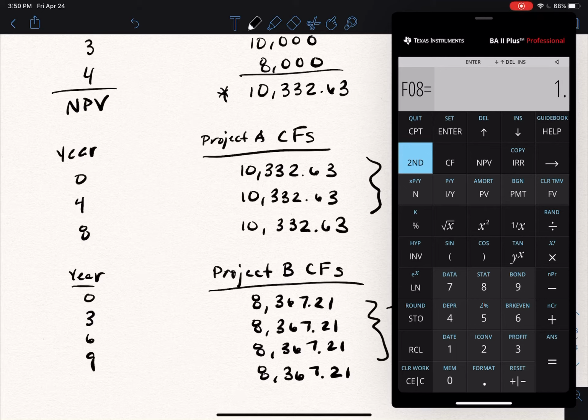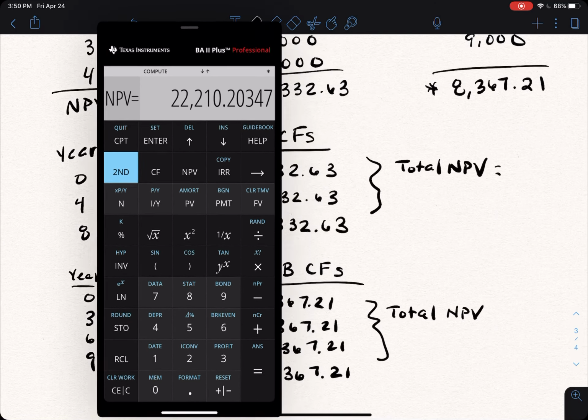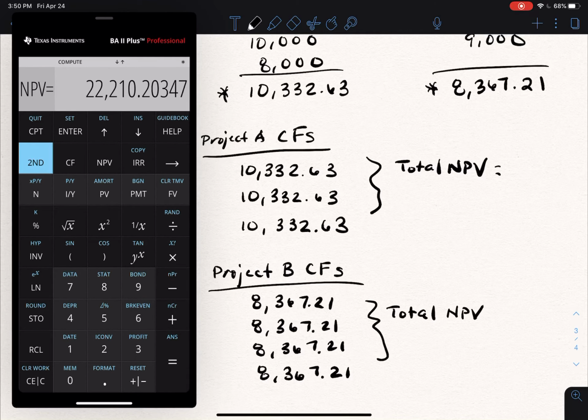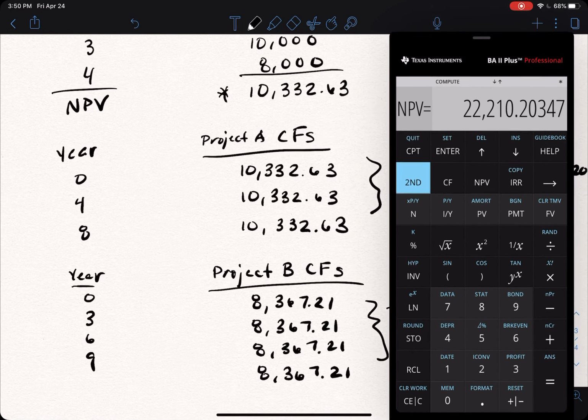Enter. All right, we're going to go net present value. Discount rate stays the same. Go down 1 and cross your fingers. The total net present value of project A is $22,210 and right around 20 cents. So I'm going to move this over. There we go. So for project A, using the replacement chain method, it's $22,210.20. And all we have to do is we just do it again for project B.